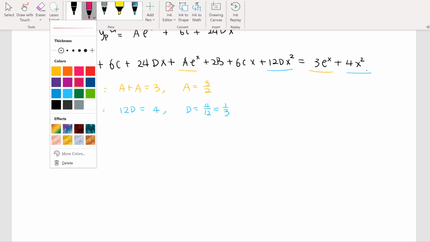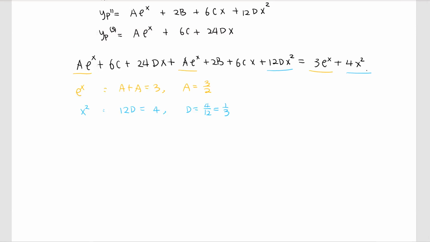Which one do we use? Okay, this one. Then we have the x power term. So we have this guy, and on the right, none. So we have 24d plus 6c equal to 0. And we know d. So 6c is negative 24d. So c is negative 4d. d is 1/3, so c is negative 4/3. So far so good, everybody?